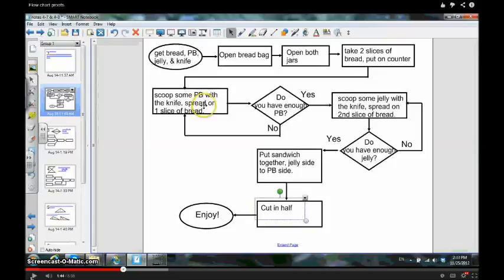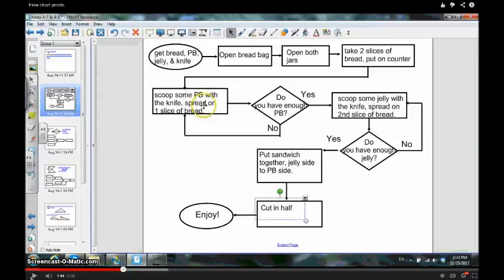Okay, you scoop some peanut butter, but once you scoop some peanut butter, two situations could happen. Once you spread it on, is there enough peanut butter to your liking? If yes, continue on to the jelly. If no, then you go back into the jar and you get more peanut butter, right? There's two options.